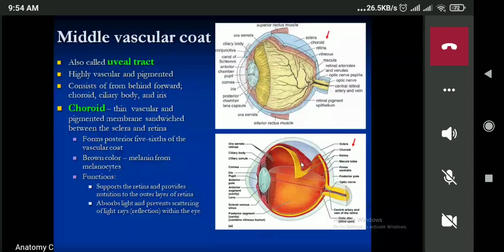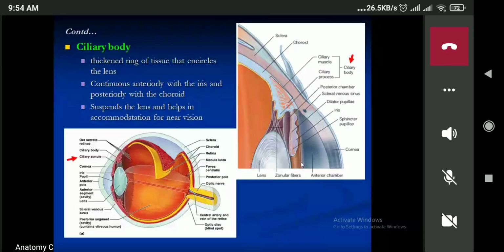Next, we'll move to the ciliary body. You can see over here, this is the ciliary body and this one is the iris. The iris, ciliary body and the choroid combined are known as the uveal tract, or the second layer. This ciliary body is a thickened ring of tissue which encircles the lens. Anteriorly it is continuous with the iris and posteriorly it is continuous with the choroid.